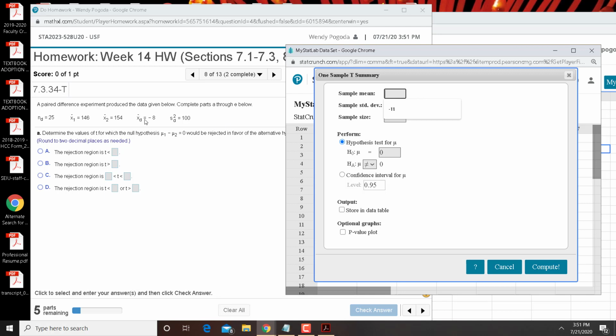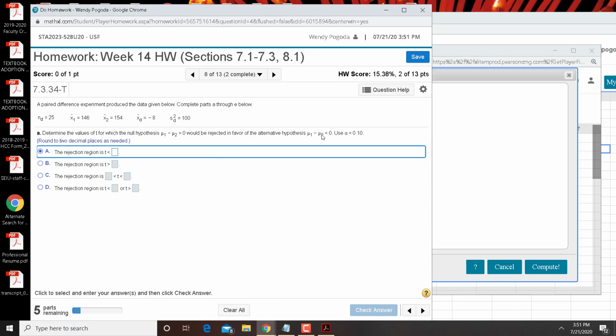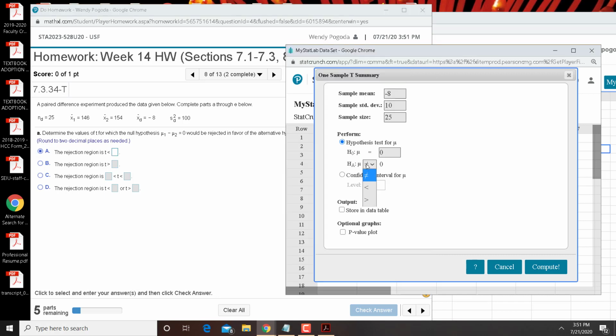The sample mean difference was given to be -8, which you could get just by subtracting these two numbers. The standard deviation, we were given the variance. Remember, that's just the standard deviation squared. So just take the square root and you'll get 10, and our sample size is 25. There's 25 paired differences. The alternative hypothesis, we were told, is a less than: mu1 minus mu2 is less than 0. So let's select the less than option and click compute.